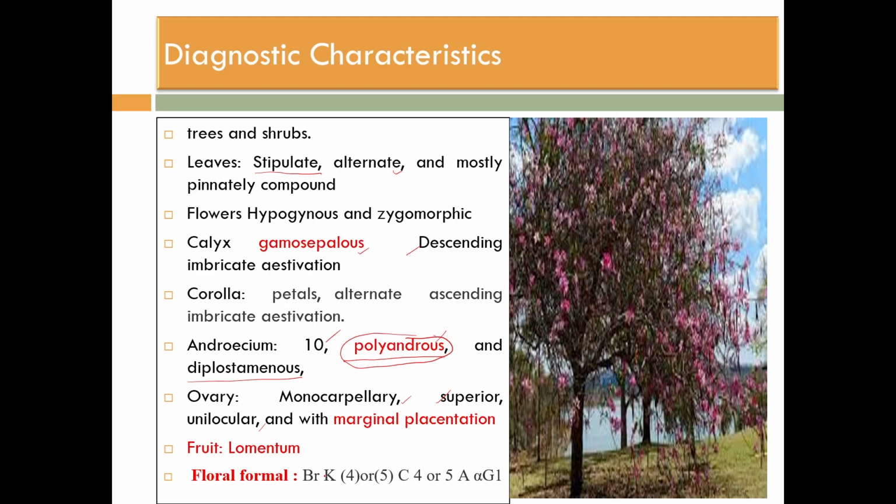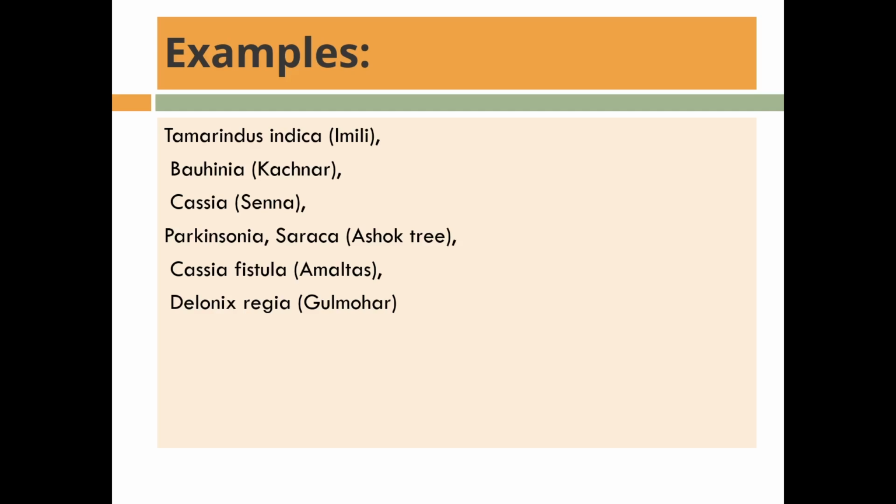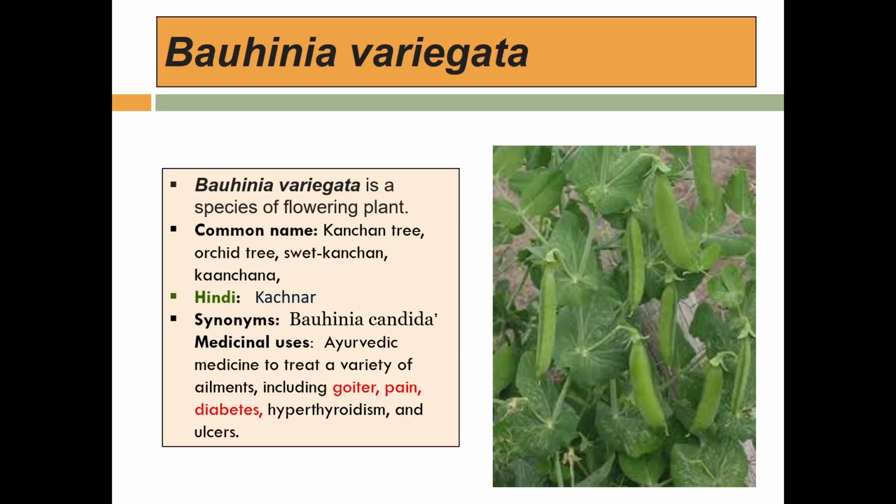So if you see the floral formula, that is bracteate, calyx is 4 to 5, corolla is sometimes also 4 to 5, androecium is 10 to infinite, and gynoecium is monocarpellary superior. And most of the plants of this particular family are trees or generally shrubs. Rarely they are climbers. The most common examples of this family are Tamarindus indica, that is Imli, Bauhinia, that is the Kachnar, Cassia, that is the Senna, Parkinsonia, Saraca, that is Ashoka tree, Cassia fistula, Delonix regia, Gulmohar.